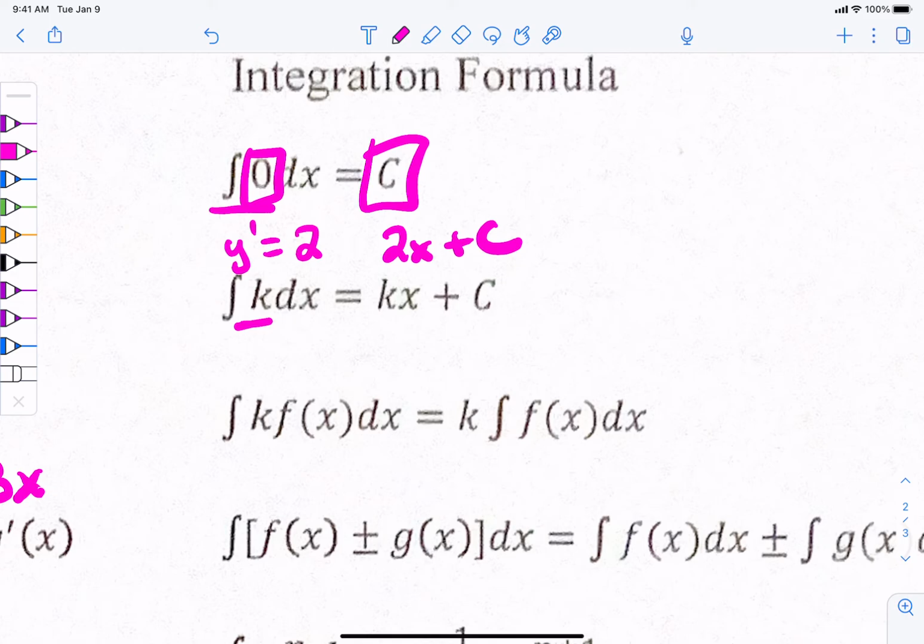Or x squared? No. Because the derivative of x squared is 2x, right? That's not right. Okay?